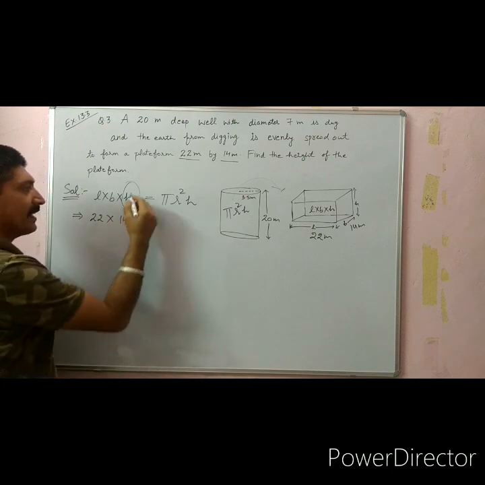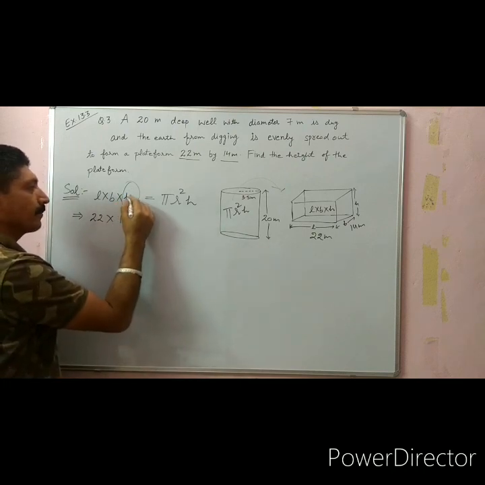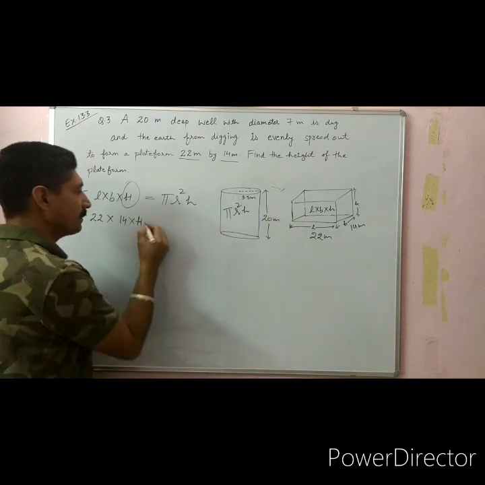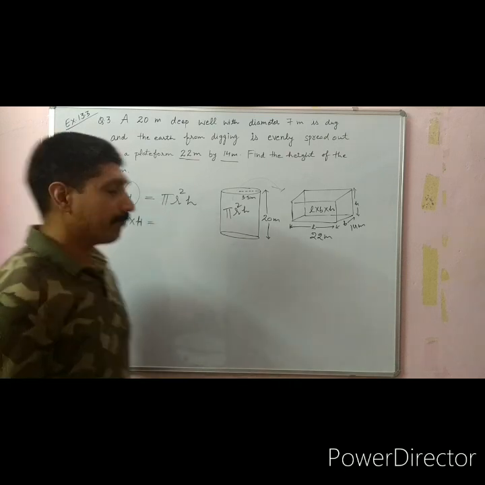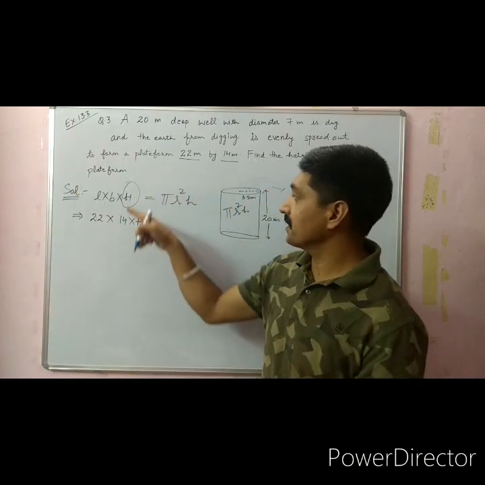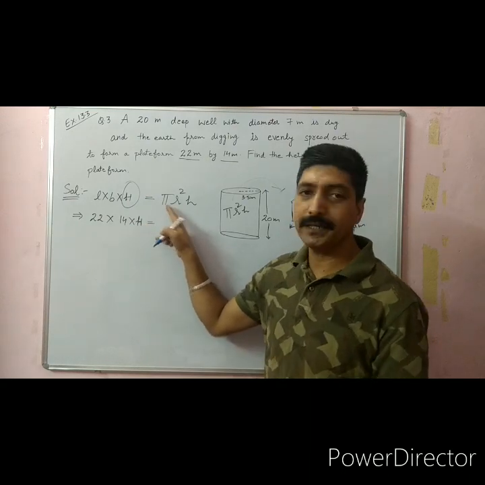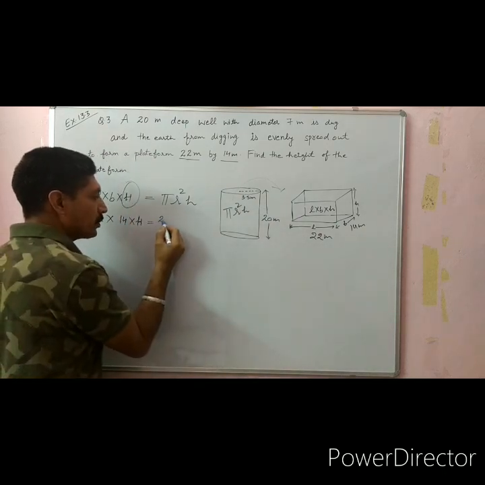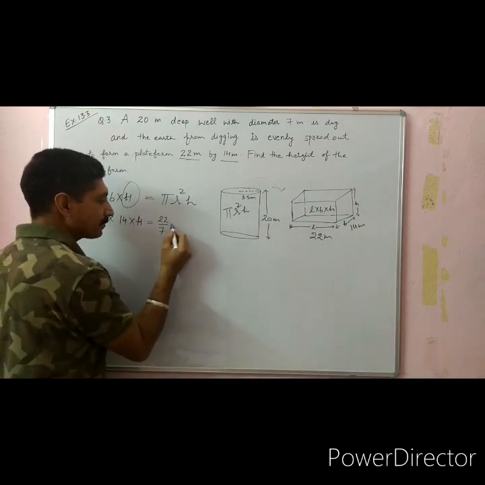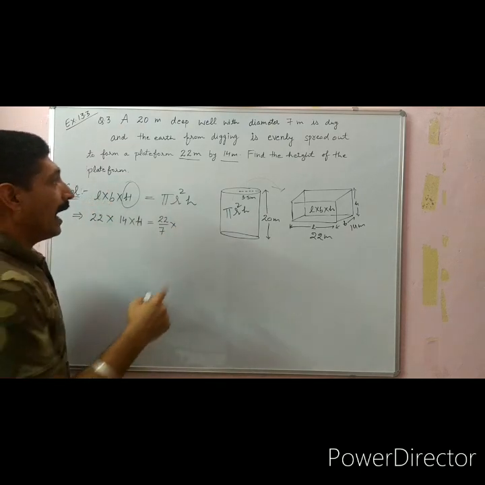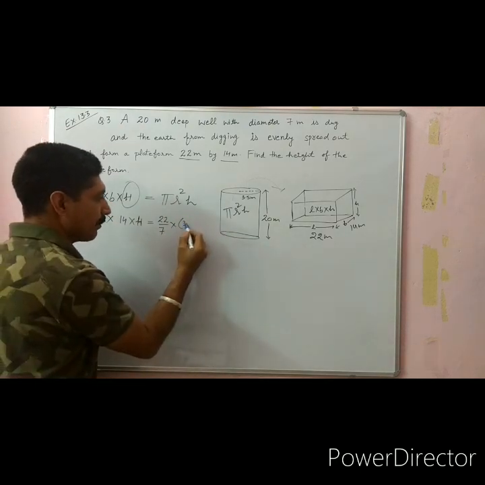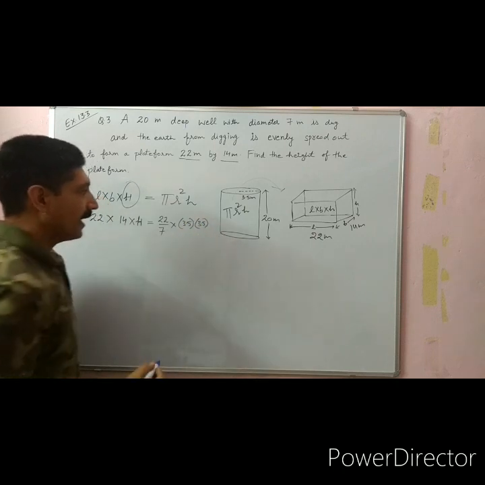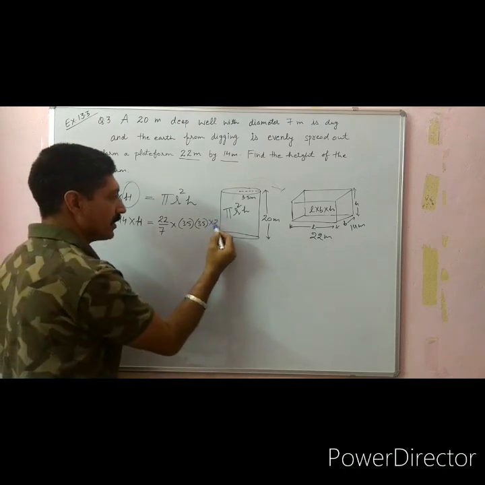Let's take this H as a capital H here, because small h already we have 20 meter, and the value of pi, unless otherwise stated, we are always taking the value of pi as 22 upon 7. So here we have 22 upon 7 multiplied by r, that is 3.5 into 3.5, and h in this case is 20.